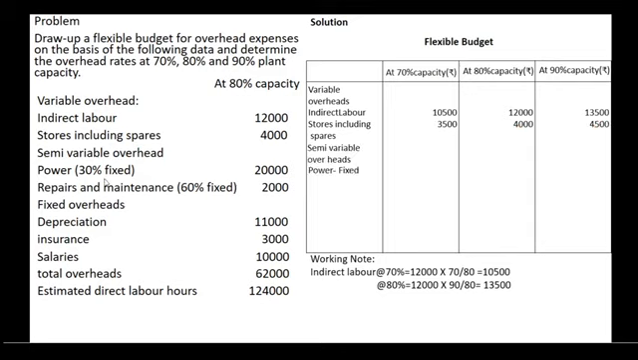So here first we calculate for the 30% fixed. So the 20,000 into 30 divided by 100. Then the amount is 6,000.